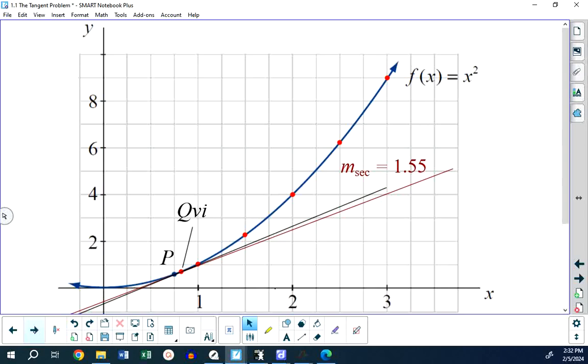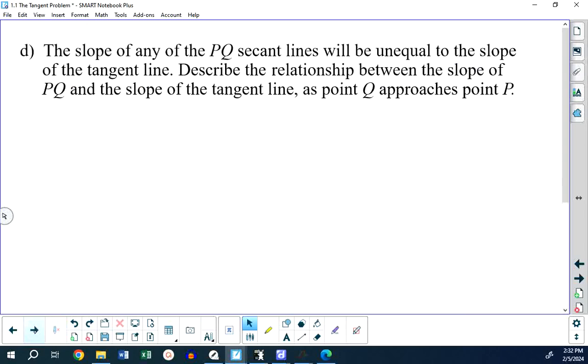So at this point in time, could I make a conjecture and say, I think the slope of the tangent line is around 1.55? Yes. But that's not good enough. Okay? The slope of any of the PQ secant lines will always be unequal to the slope of the tangent line. What's the relationship between the slope of PQ and the slope of the tangent as Q approaches P?